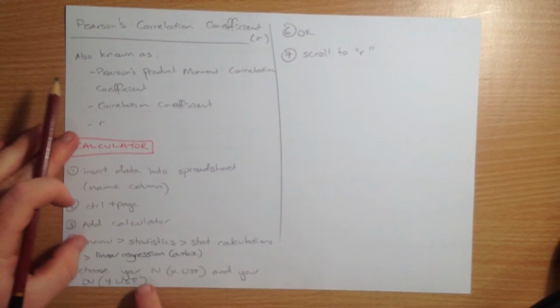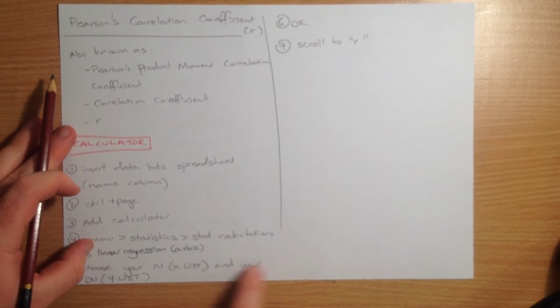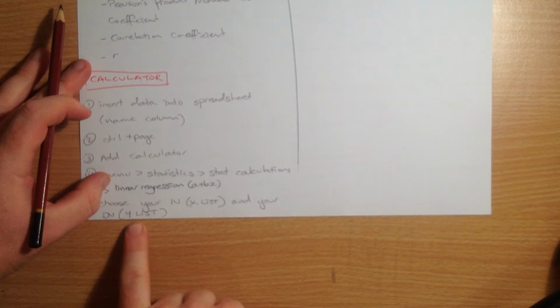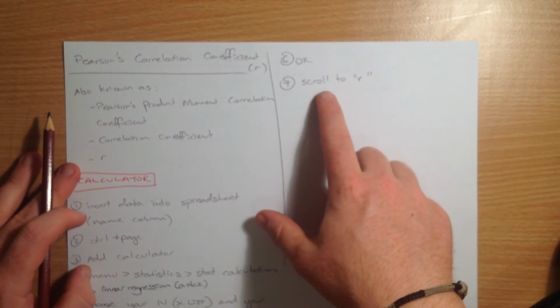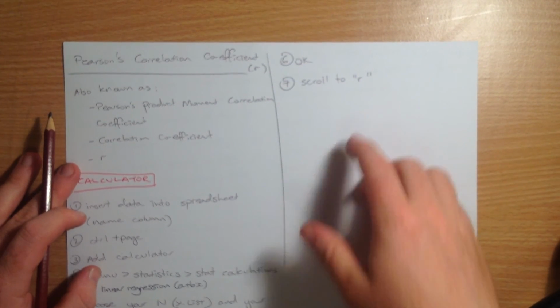So choose your independent variable, that'll go in the X List on your calculator, and then choose your dependent variable, that'll go in the Y List. And then we're just going to hit OK, and one of the values will actually say R. It'll have a few different equations of lines and things. It'll have an R squared, which you're going to see in a minute, but one of the values will be R, and we just need to read it.